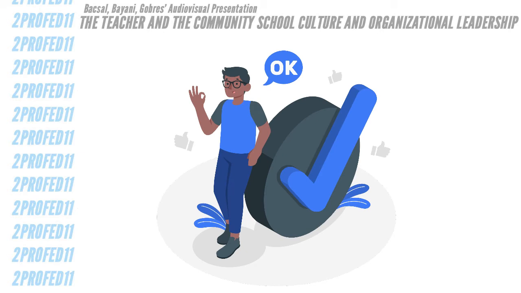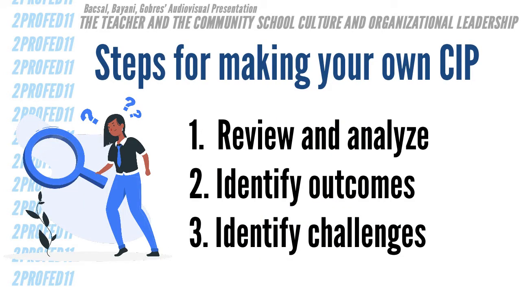Let's say, for example, that we have already gathered our information. What's the next step? Now let's delve into the different steps in making the actual community improvement plan. First, review and analyze the feedback and information gathered from the community. Second, identify outcomes that would address the issues. Outcomes are focused at producing a positive change in the community.